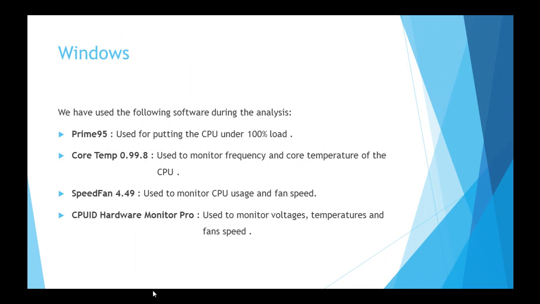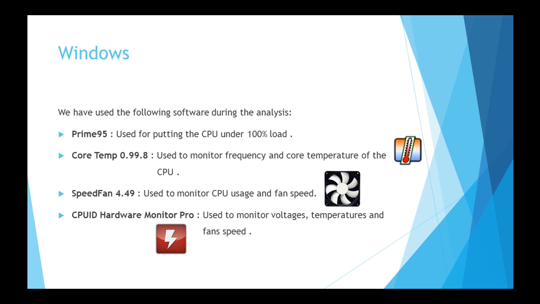Now let us look at the software that we've used during the analysis for Windows. Prime 95. It is used for putting the CPU under 100% load. Core Temp. It is used to monitor frequency and core temperature of the CPU. Speed Fan. It is used to monitor CPU usage and fan speed. CPU ID Hardware Monitor Pro. Used to monitor voltages, temperatures and fan speed.